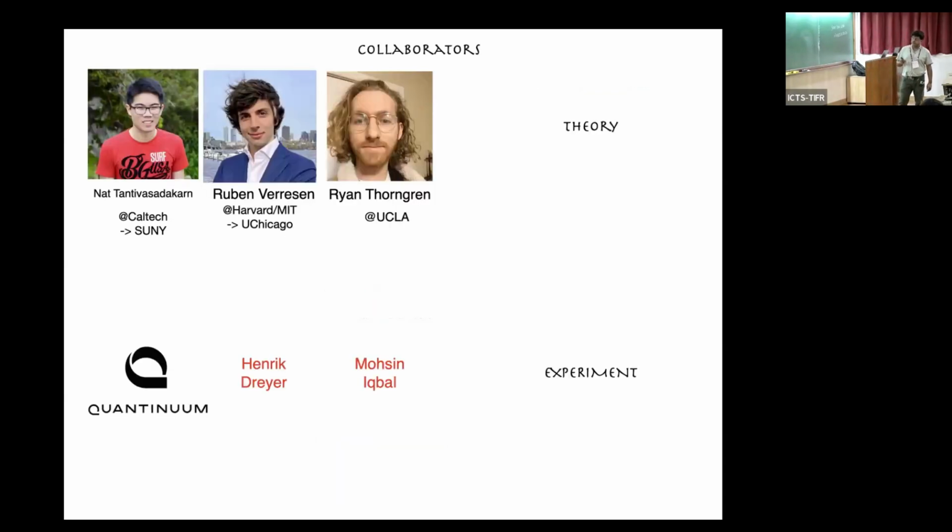Okay, so these are my collaborators. Nat was a student at Harvard, and now he's moved to Caltech, and he's moving to Stony Brook for a faculty position. Ruben is a postdoc, now moving to a faculty position in Chicago, and Ryan was also a postdoc at Harvard, now at UCLA. So we had these theoretical ideas, but they got much more interesting when we collaborated with this quantum computing firm, a very unusual quantum computing firm. These two people were our main contact, and they were really interested in doing science. And somehow their bosses never found out, and we could have this great collaboration.